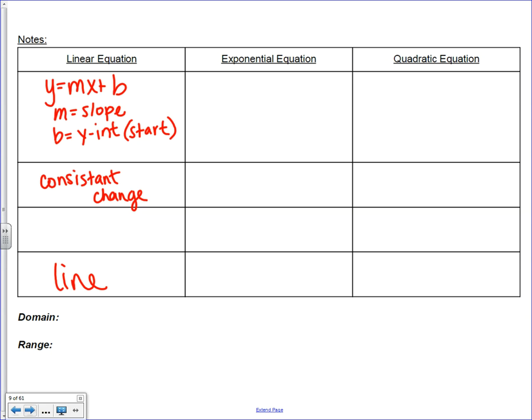Then we also talked about an exponential equation. What does an exponential equation look like? Okay, B A to the power of x. What does the B stand for? The starting amount? Okay. What does the A stand for? Okay. And just remind me, what do all percents start out as? 100, and then we go from there.